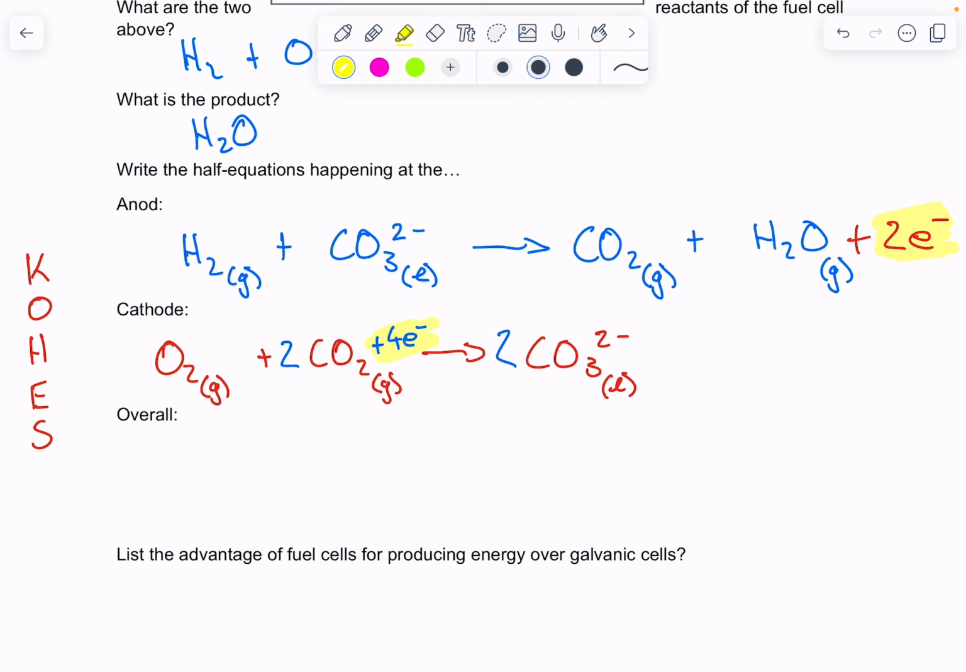And so what I would need to do is times one of these equations by a certain number to make these electrons the same value. So the easiest thing to do here would be to times the top anode equation by 2. Everything by 2, all the coefficients will be doubled.